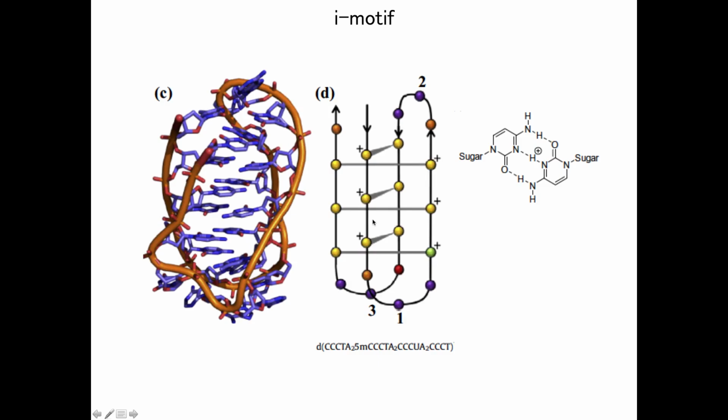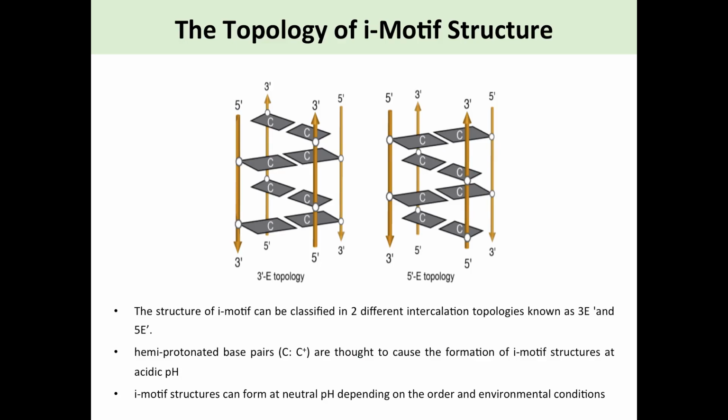Like a G quadruplex, but the actual G quadruplex is formed at the G-rich structure. But in the case of the i-motif structure, this structure is formed as a series structure. This is the topology of the i-motif structure. Most important is that the CC base pairing is very important, and the i-motif has four strands in one i-motif structure.